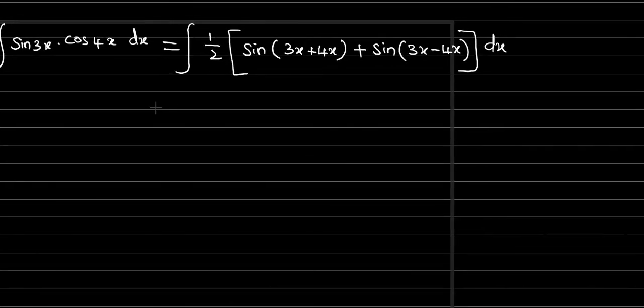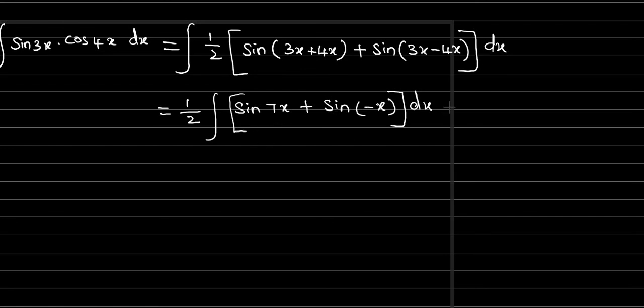So this 1 by 2 is a constant term. We'll carry it outside. So integral sin 3x plus 4x is what? 7x. Then plus sin 3x minus 4x, minus x dx.